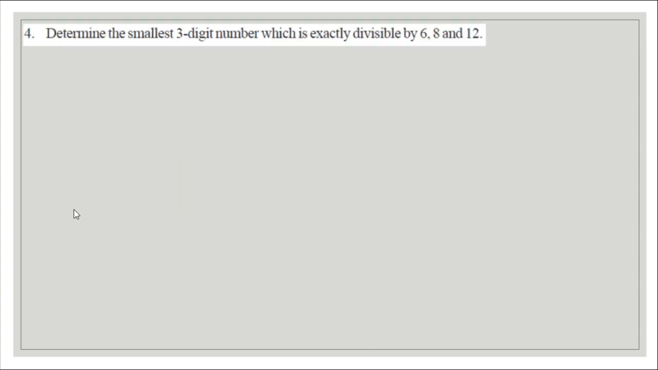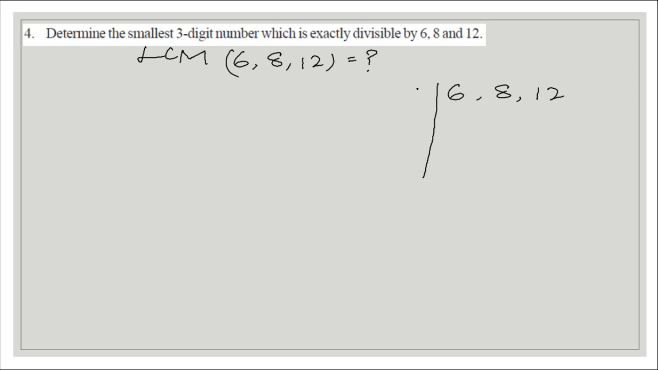Let's start question number 4. Determine the smallest 3-digit number which is exactly divisible by 6, 8 and 12. So in this case we will be finding the least common multiple of 6, 8 and 12. To find the least common multiple we follow prime factorization. So let me divide by the smallest prime number which divides the numbers here.